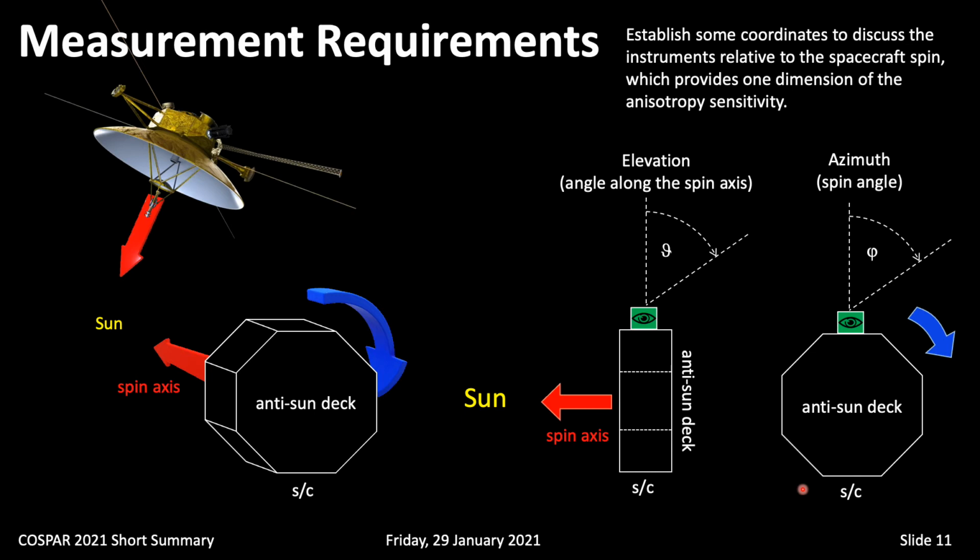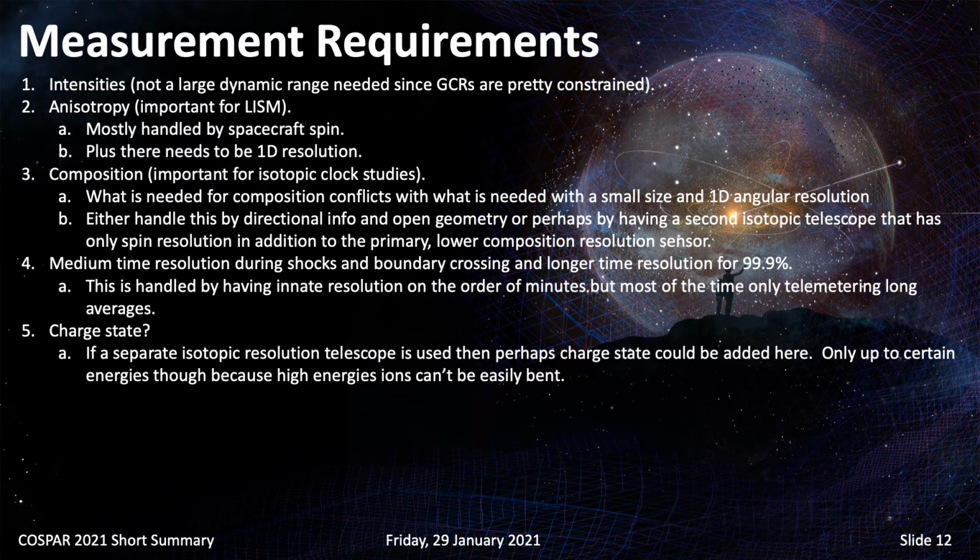But if you look at the anti-sun deck, you can see that the spacecraft will be spinning, and if the instrument is staring up, then the azimuth will be swept out by the spacecraft spin. So there'll be no need to add any special instrument capabilities to measure anisotropies in the azimuthal direction. As for measurement requirements, there'll be requirements on intensities that won't be very strict because GCRs don't vary that much, so that won't be hard to meet.